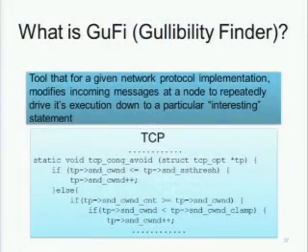GuFi, or Gullibility Finder, is a tool that, for a given network protocol implementation, modifies incoming messages at a node to try and repeatedly drive the execution of the implementation down to a particular interesting statement. This interesting statement, for now we assume, is specified by the user of this tool. An example could be, in the TCP implementation, the user may specify that all statements that increase the congestion window at the TCP sender are interesting statements. GuFi would try to find mechanisms of modifying incoming messages at the TCP sender to get the implementation to execute these interesting statements.